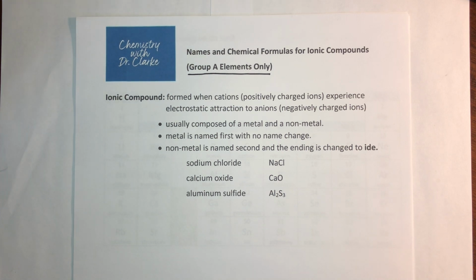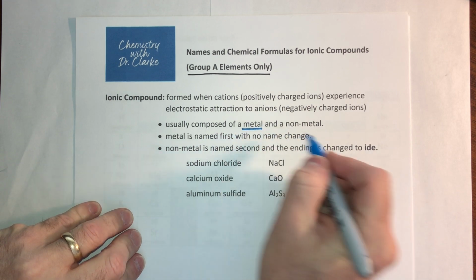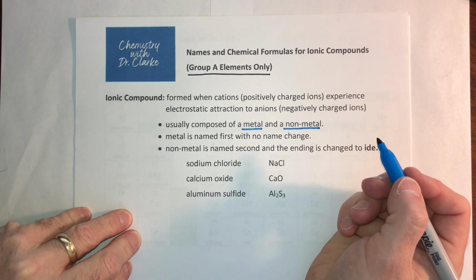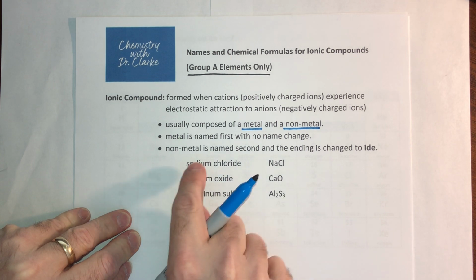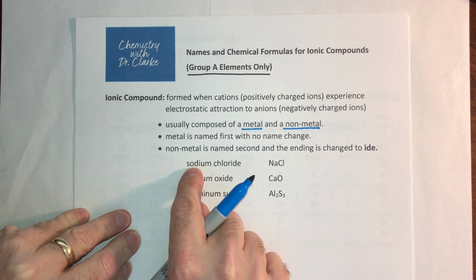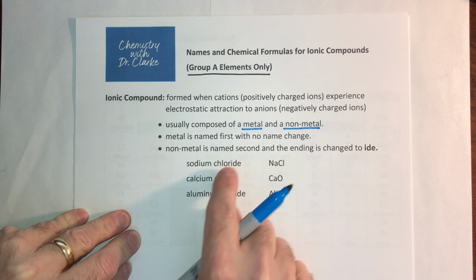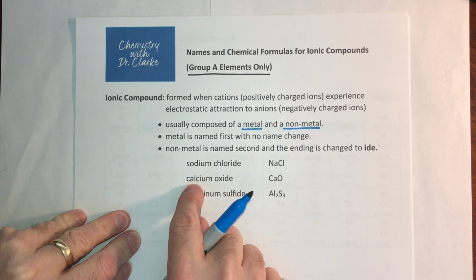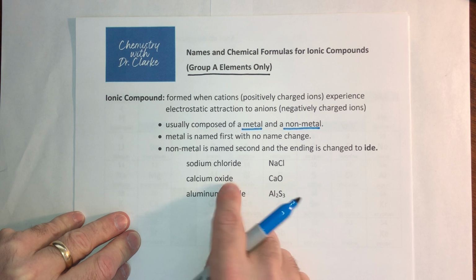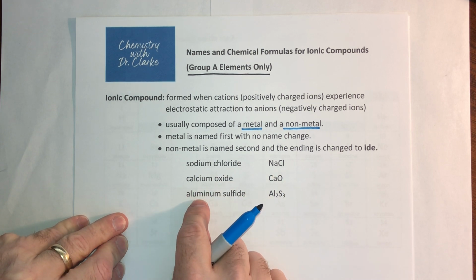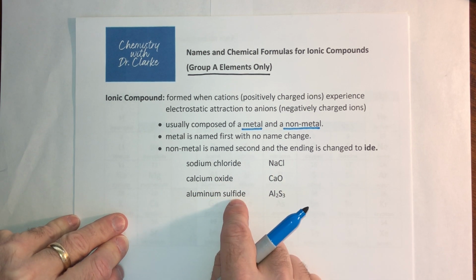Now, one of the big questions with naming things, because there's also molecules and acids, there's various things to name, is how do I know that I have an ionic compound? The easiest way to know is that it's going to have a metal and it's going to have a nonmetal. So if you look through my examples, sodium chloride, sodium's a metal, chloride's a nonmetal. Or calcium oxide, calcium is a metal, oxide's a nonmetal. Or aluminum sulfide, aluminum is a metal, sulfide is a nonmetal.